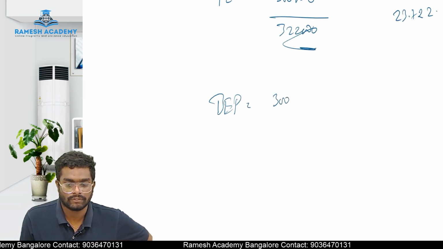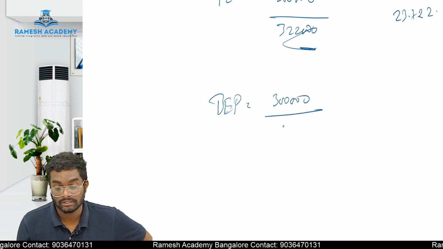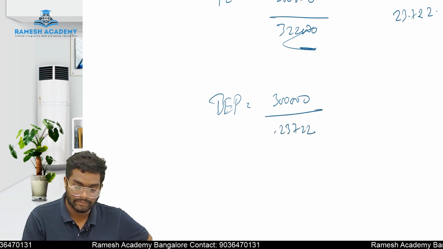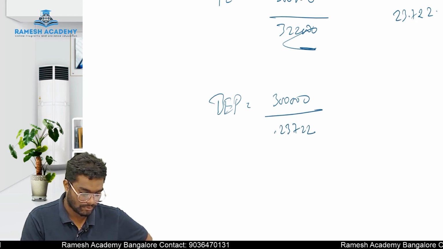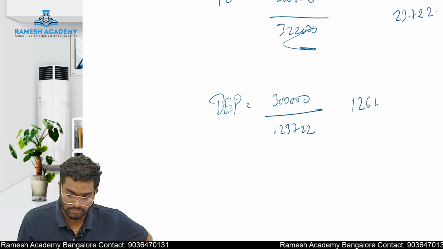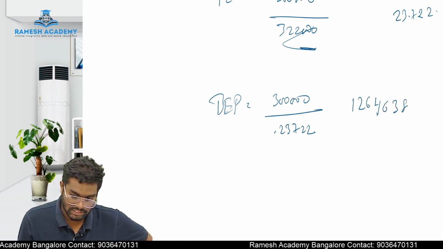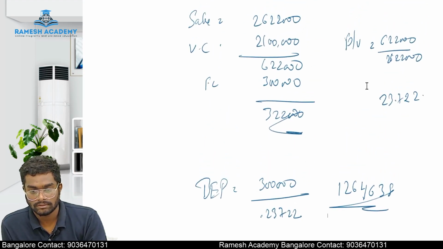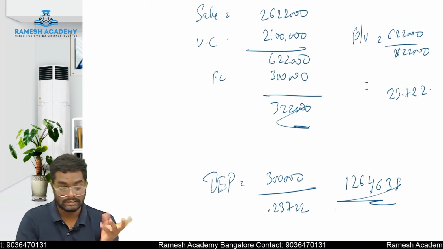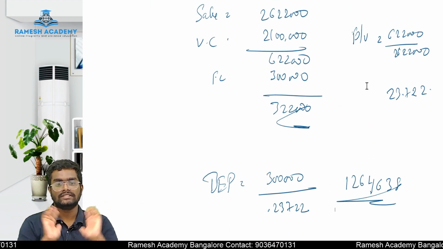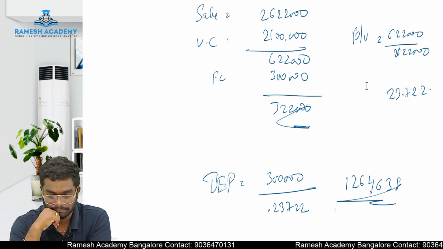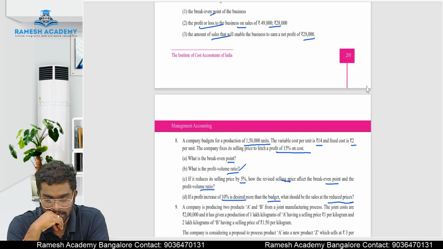BEP, fixed cost will not change, I'm sorry. So divided by 23.722. So 3 lakh divided by 23.722. So it is 12,64,638. So is there any change? 12 lakh 54, 12 lakh 64. There is an increase of about 10,000. So that is the change here. Simple. That is the thing. Okay.